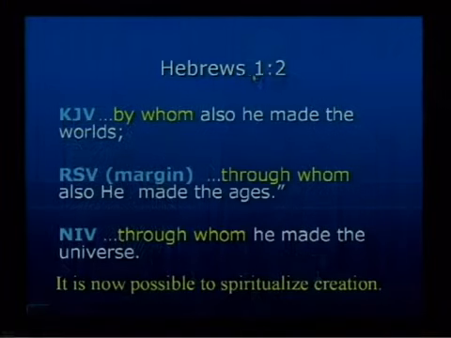King James, Hebrews 1 verse 2, by him also he made the worlds. RSV, through him also he made the ages. NIV, through whom He made the universe. Now, it's possible to spiritualize creation. Subtle, subtle changes. Ephesians 3 verse 9 really irritates me.